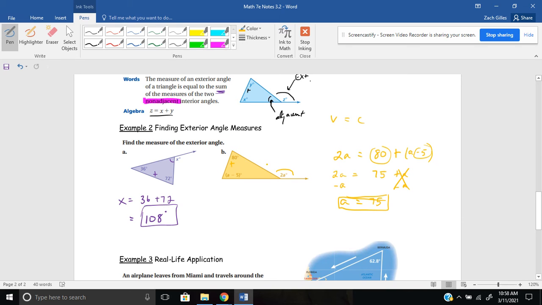Now, be careful. You solve for your variable here, but what do they ask for? They ask for the measure of the exterior angle. And in this case, the exterior angle is 2 times a. So 2 times 75, the exterior angle would equal 150 degrees. Okay, so be careful and make sure you read what they're asking for. In the previous problem, it was just x, so whatever we found for x was our answer.